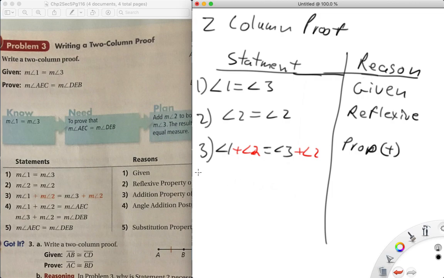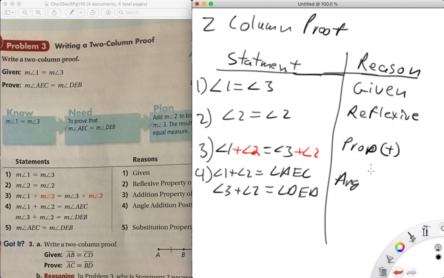Okay. Step number 4, it says that angle 1 plus angle 2 is equal to angle AEC. And it says that angle 3 plus angle 2 is equal to angle DEB. That is because of the angle addition postulate, and we learned that in earlier sections. Everything that we've learned in previous chapters and sections is fair game in any proof for the rest of the course. Angle addition postulate. I'm going to say angle add postulate.